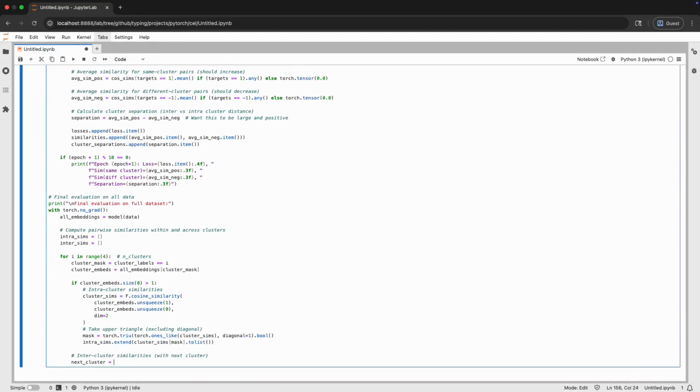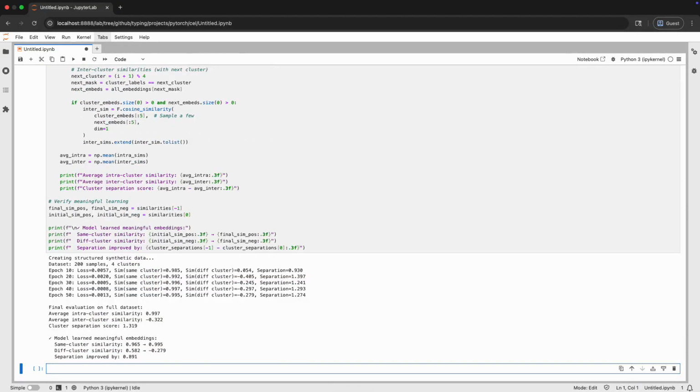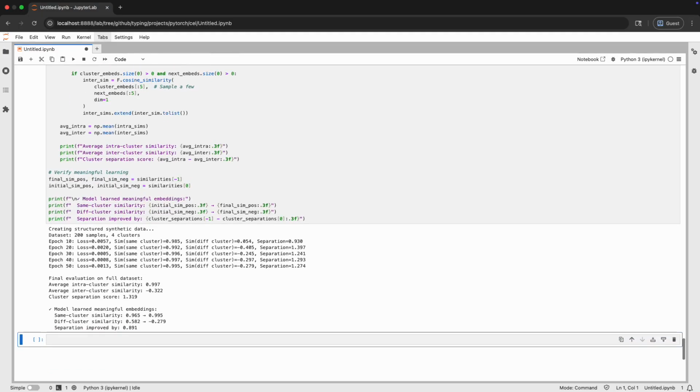Let's train the model and watch how it learns to separate these clusters in embedding space. Fantastic results! Our model successfully learned to distinguish between clusters. The intra-cluster similarity reached 0.997, meaning items from the same cluster are nearly identical in embedding space. Meanwhile, the inter-cluster similarity dropped to -0.322, showing clear separation between different clusters. The overall separation score of 1.319 indicates excellent cluster discrimination. This demonstrates how cosine embedding loss can effectively learn meaningful structure from data.